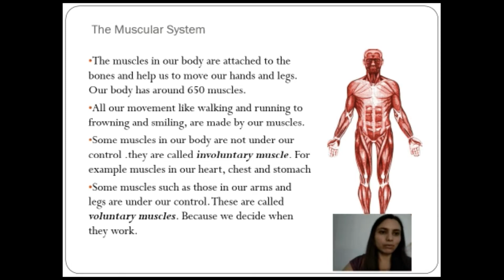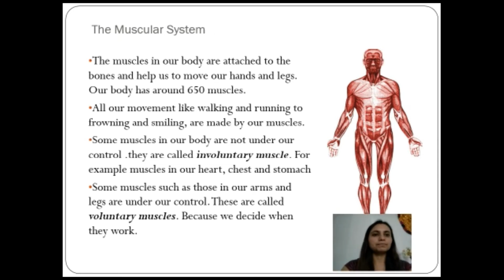These are muscles we cannot control. Hence, they are called involuntary muscles. And some muscles, such as those in our arms and legs, are under our control. Those muscles are called voluntary muscles, because we decide when they work. When we want them to function, we can decide it. So keep in mind, muscles are of two types: involuntary muscles and voluntary muscles.